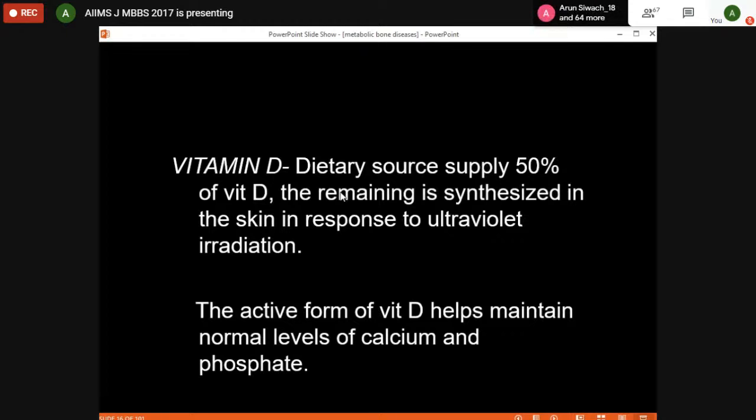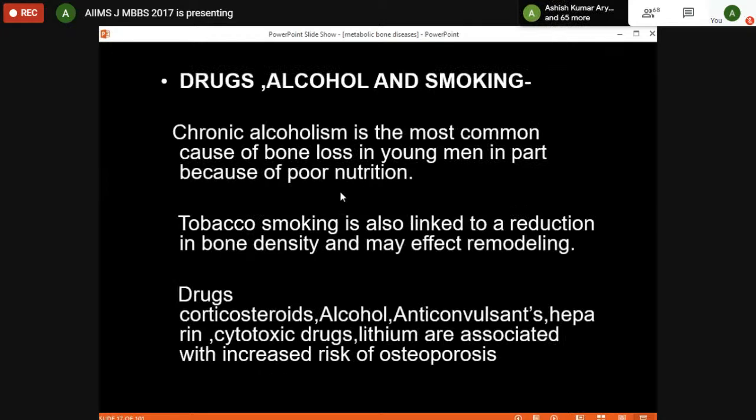Vitamin D from dietary sources supplies only 50% of the vitamin D. The remaining is synthesized in the skin in response to ultraviolet irradiation. The active form of vitamin D helps maintain normal levels of calcium and phosphate. And other things like drugs, alcohol, and smoking also cause the same thing.